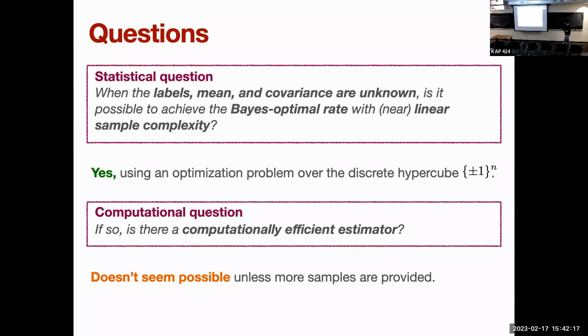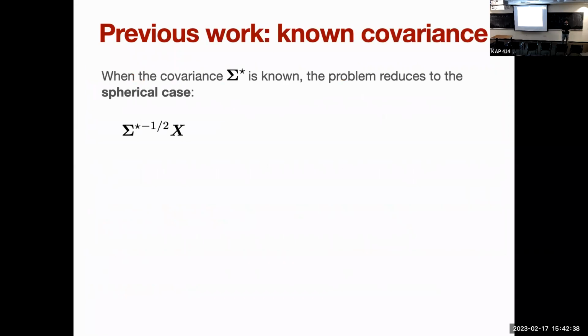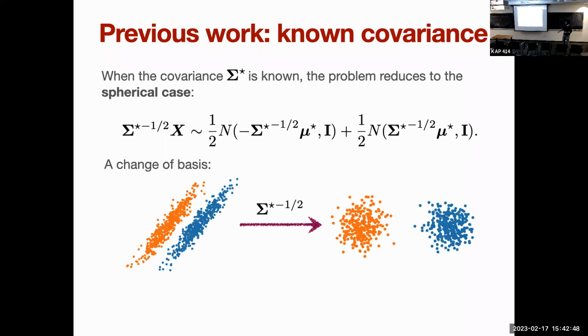Okay, sounds good. But before I jump into answering these questions, I wanted to quickly review the previous work and why the previous work is actually not answering these questions. Broadly speaking, there are two lines of work, one that assumes that you know the covariance and one that doesn't. If you assume that you know the covariance, then the problem becomes actually simple because you can multiply all of your data points by the square root of the inverse of the covariance. That changes the distribution in such a way that your covariance is now an identity, meaning that you really have spherical clusters just as before.